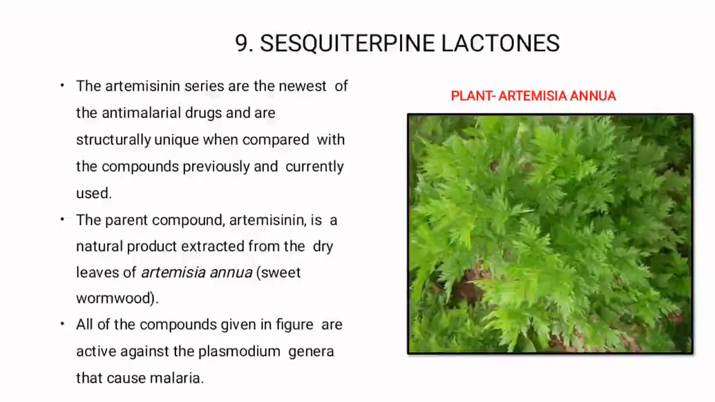The next category of the antimalarial drugs is the artemisinins, the endoperoxide sesquiterpene lactones. Here is the structure, the photograph of the artemisinin series. The artemisinin series are the newest of the antimalarial drugs and are structurally unique when compared with the compounds previously and currently used. The parent compound artemisinin is a natural product extracted from the dry leaves of Artemisia annua. All of the compounds given in the figure are active against the Plasmodium genera that cause malaria.